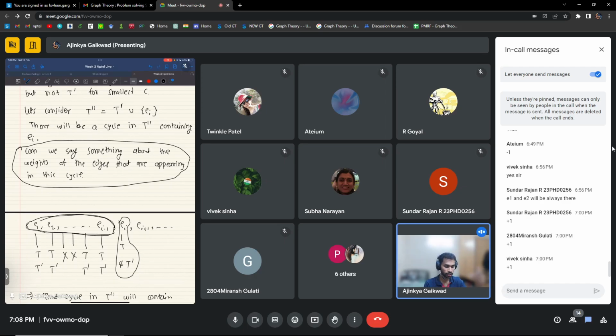That means T and T prime have the same set of edges. That means no matter how you construct your minimum spanning tree, it will always be the same as the one output by Kruskal's algorithm. And I know Kruskal's algorithm will always give me only one minimum spanning tree.